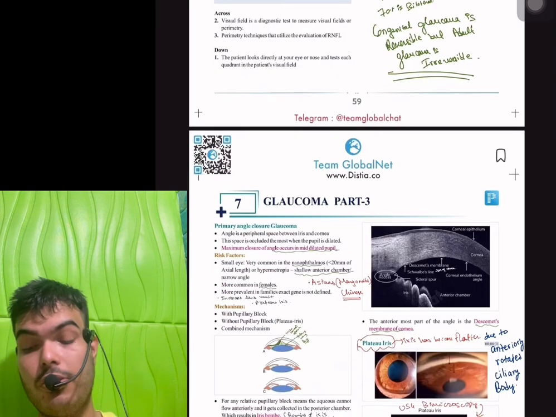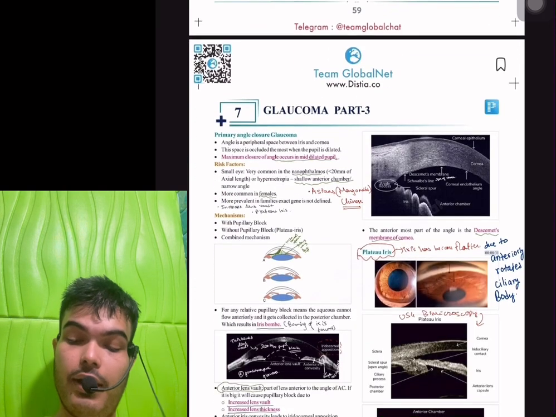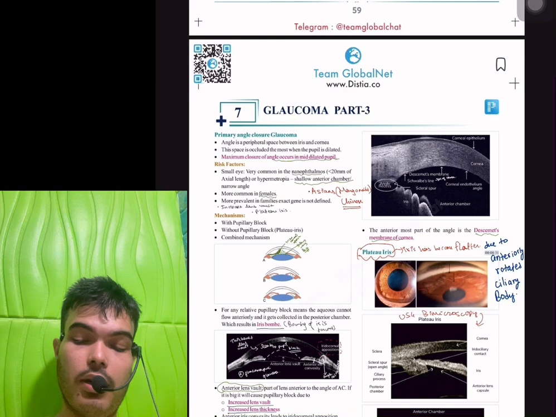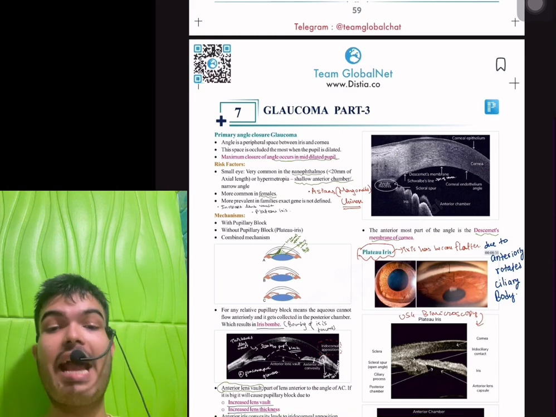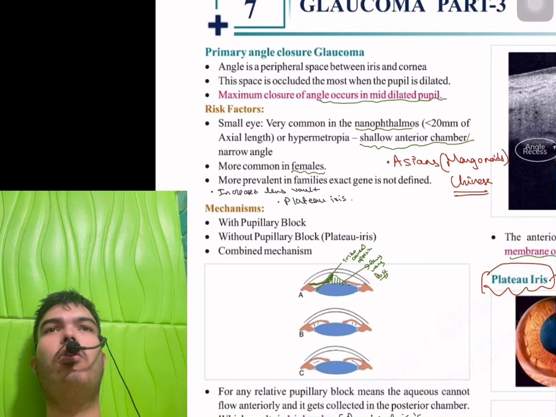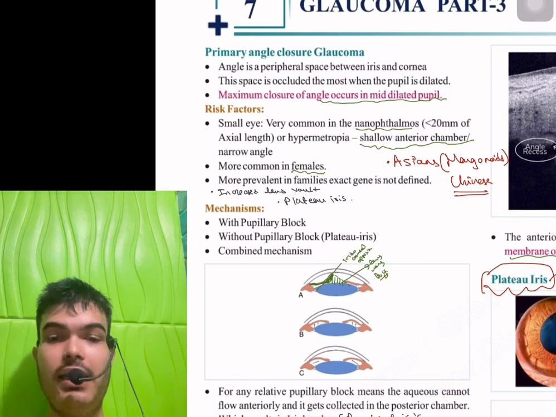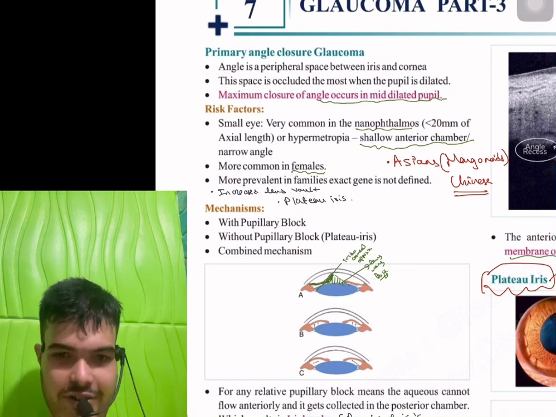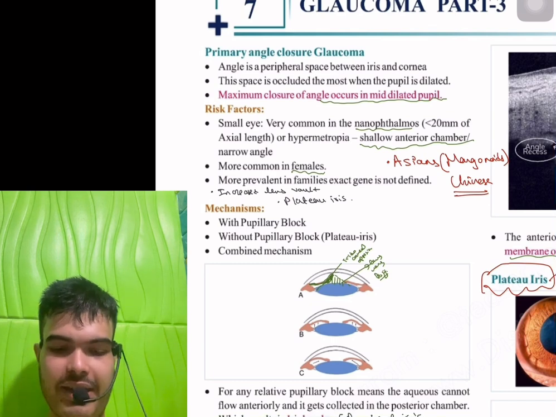Now let's talk about the last one, glaucoma part 3. Whenever we talk about glaucoma, the next thing we have to talk about is angle closure glaucoma. So what is angle closure glaucoma? Angle closure glaucoma means the iridocorneal angle is obliterated. So what does that mean?